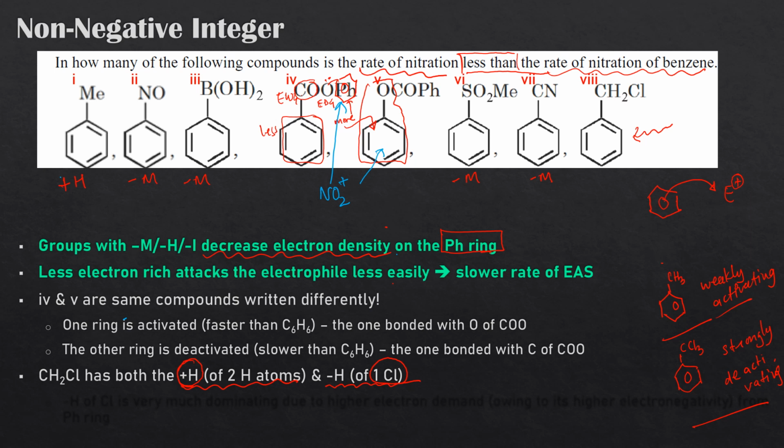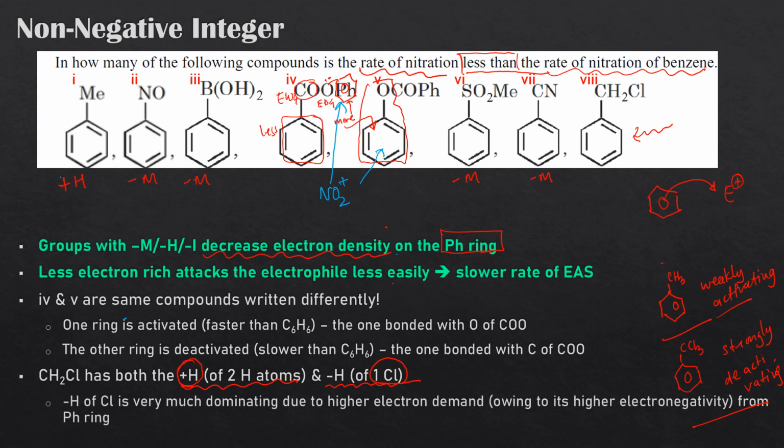And here we go. What we'll say, minus H effect of the chlorine is much more dominating because of its higher electron demand, we can understand, because of its high electronegativity, and then this is going to be overall deactivating. That is the overall situation.